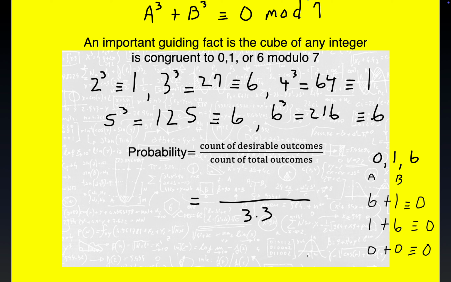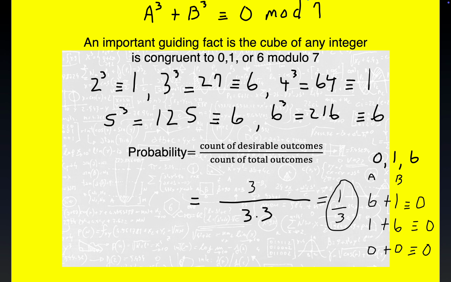In other words, 1 and 1 wouldn't work. 1 and 0 wouldn't work. 6 and 0 wouldn't work, right? So anyway, there's 3 outcomes here that are favorable. So you would get 3. And of course, the probability here is 1/3. Okay, so that's the answer we're looking for.